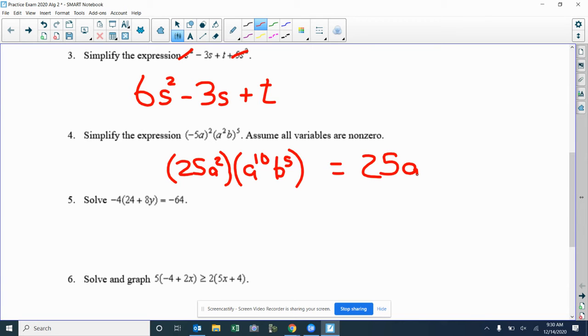We're going to have a to the 12th, and we're going to have b to the fifth, aren't we? So be careful there, raise to the power. Be careful, we have -5 times -5 is positive 25.